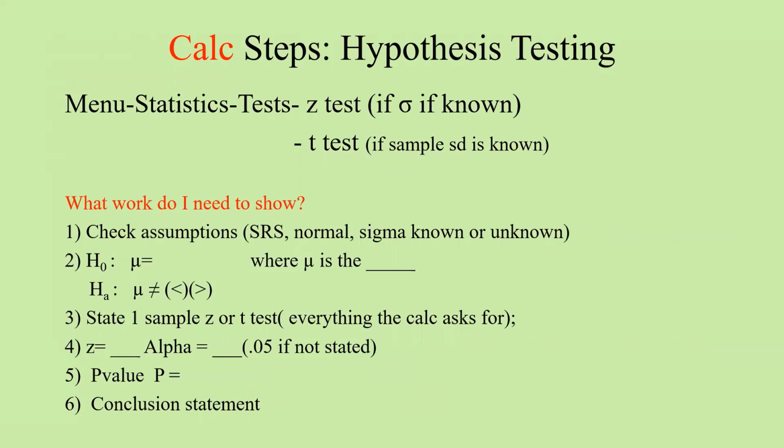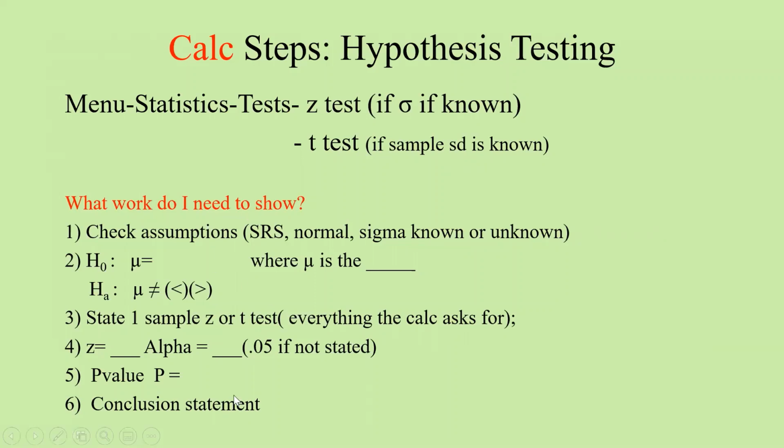Or we could use the calculator. So again, if you like to use the formula, you can. You'll have to calculate the test statistic. You'll have to look inside the z or the t table to find your p-value. You are more than happy to do that. If you want to use the calculator, you can go to menu, statistics, test, and then either do z or t based on whether sigma, your population standard deviation, is known or unknown.